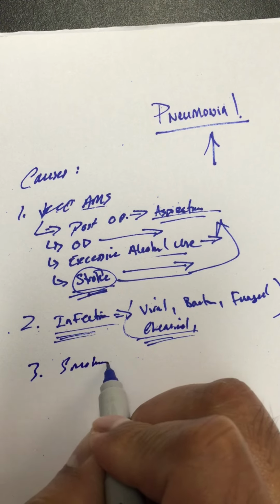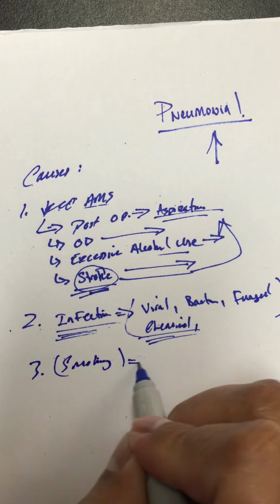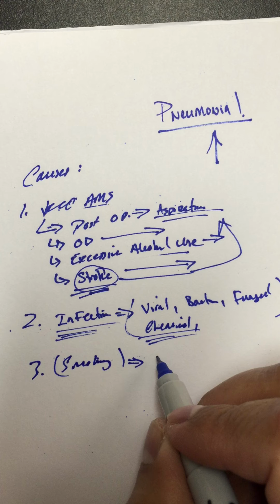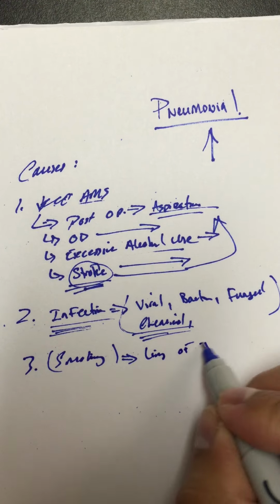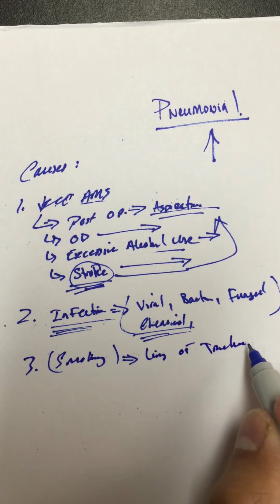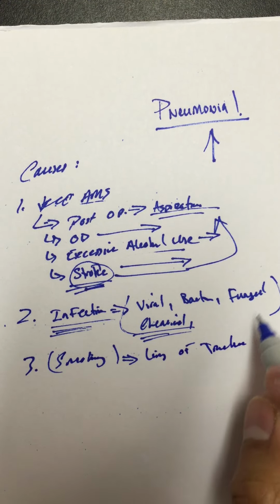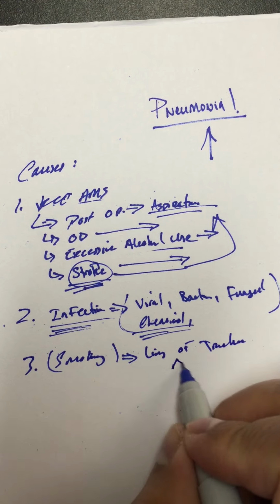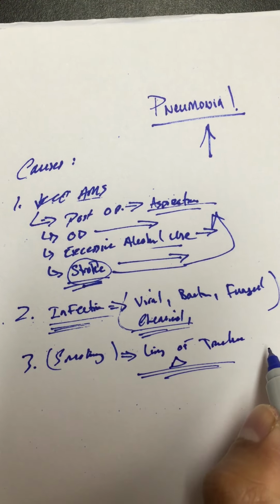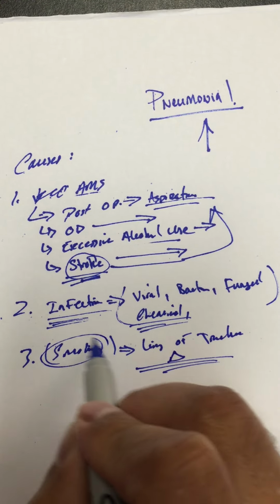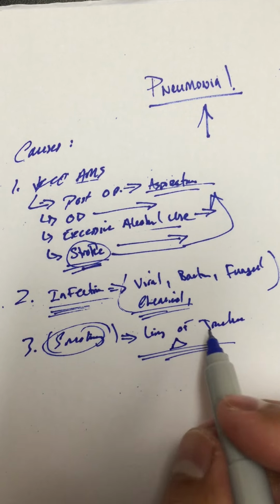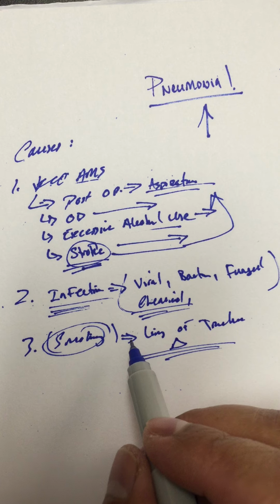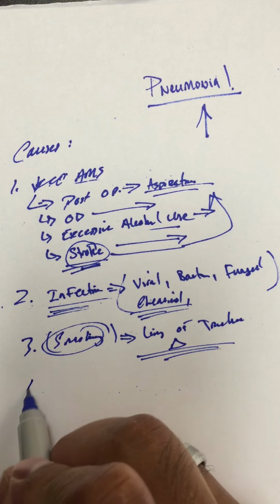Smoking. It's going to change the lining of the trachea, the cilia that help move foreign particles. That lining is going to change because the smoking is going to kill off those cells, which allows for infections to occur more frequently.